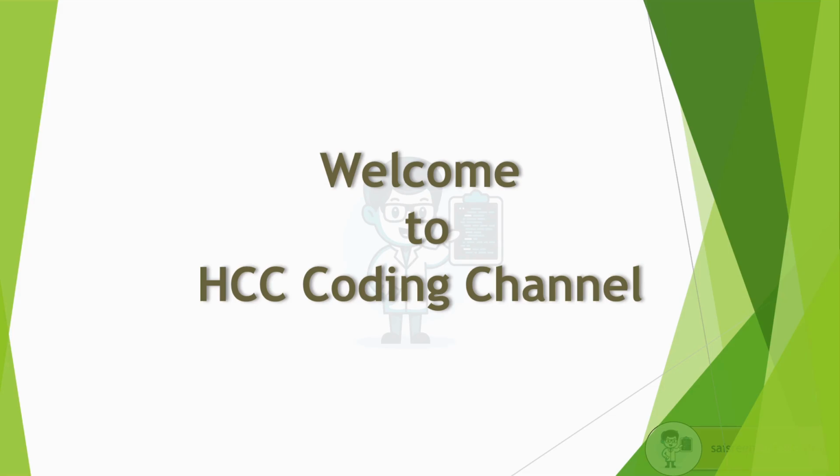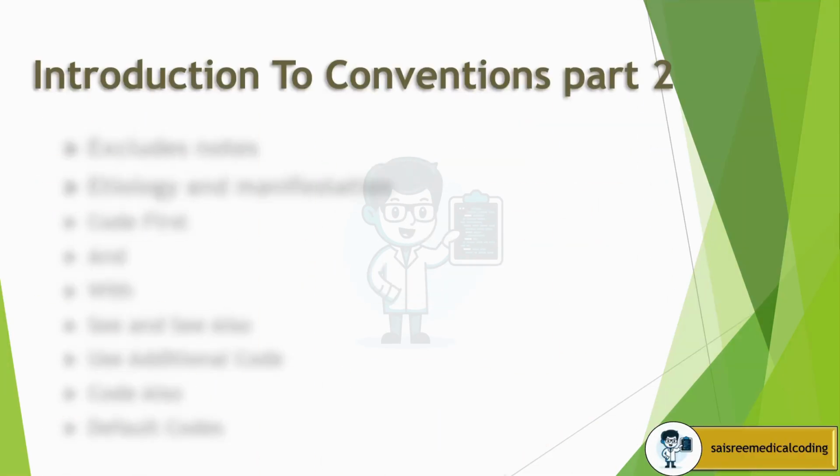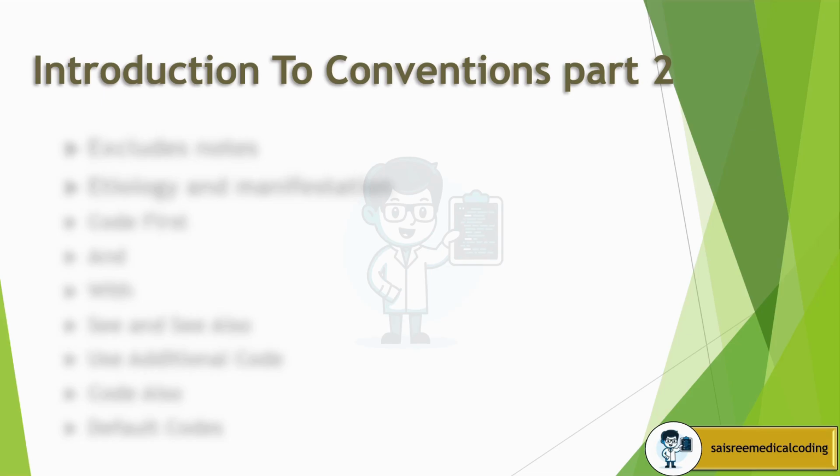In our previous video, we covered part 1 conventions. We have seen about alphabetical index, tabular list, NEC and NOS, seventh character, different things we have covered in part 1 conventions. Today we are going to discuss the part 2 conventions. What is left in conventions we are going to cover today.